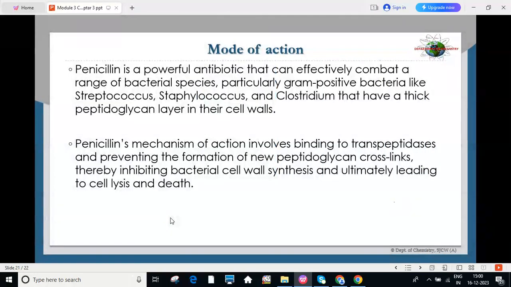Coming to the last one, mode of action. Penicillin is a powerful antibiotic that can effectively combat a range of bacterial species, particularly gram-positive bacteria like Streptococcus, Staphylococcus, and Clostridium that have a thick peptidoglycan layer in their cell walls. Penicillin's mechanism of action involves binding to transpeptidase enzymes and preventing the formation of new peptidoglycan crosslinks, thereby inhibiting bacterial cell wall synthesis and ultimately leading to cell lysis and death.